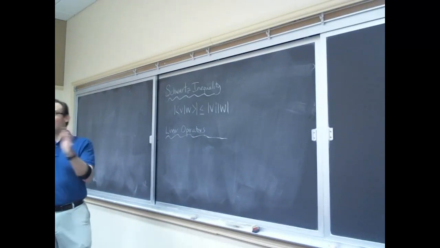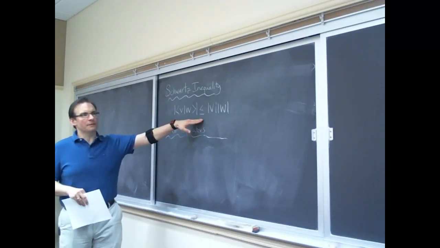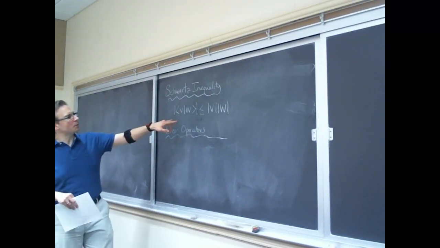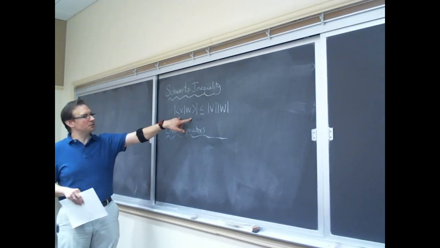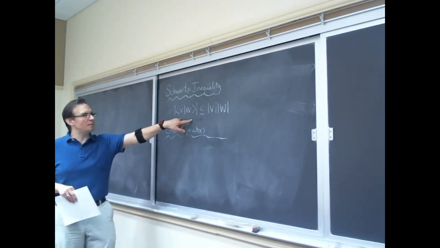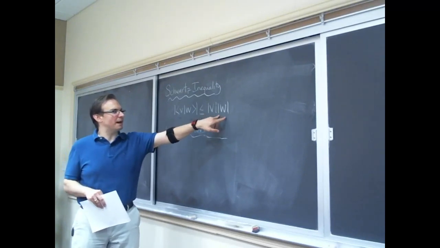But if they're not orthogonal, then you have a range of possibilities, and for that it helps to know the Schwartz inequality. The Schwartz inequality is a statement about the magnitude of the inner product of two vectors, v and w, compared with the product of their individual magnitudes, mag v and mag w.